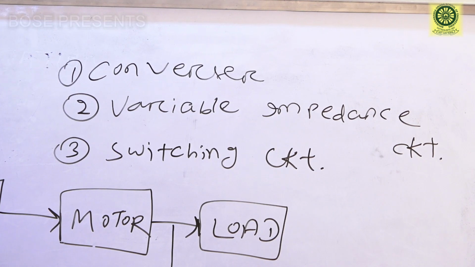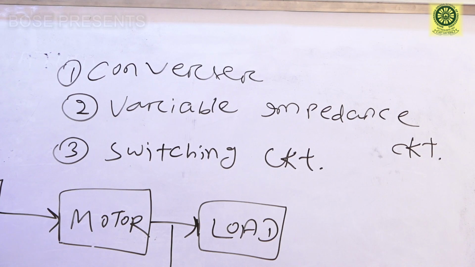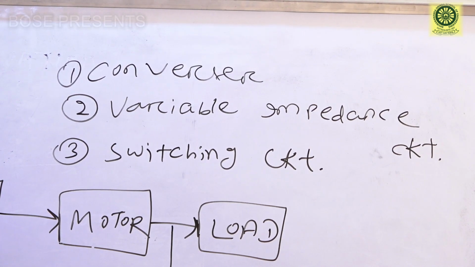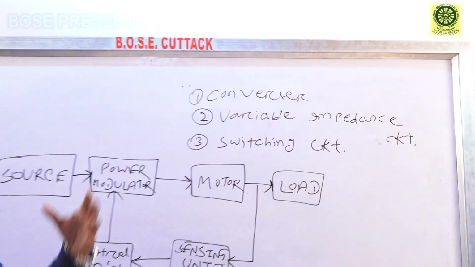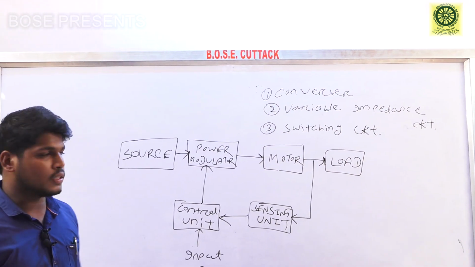Another work of the power modulator is that it regulates the output power of the source in such a manner that, according to the requirement of the load, the motor will provide the required torque speed characteristic.